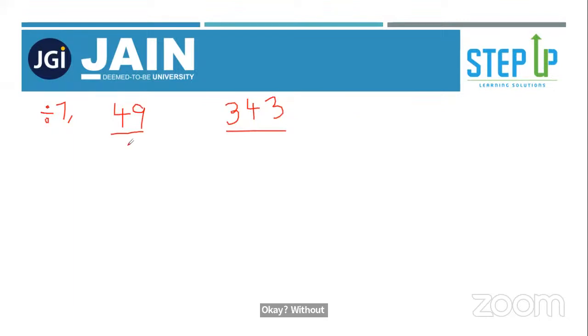Okay. Now 4 and 7. What is the last digit of 49?